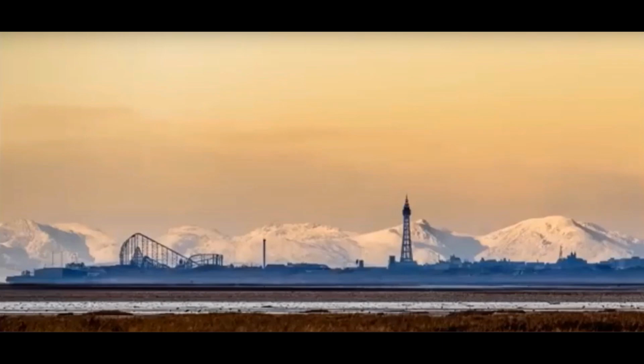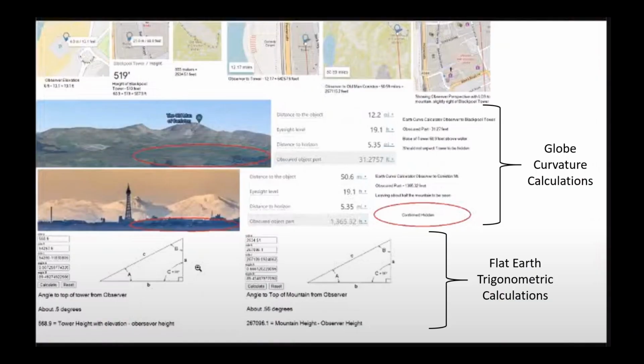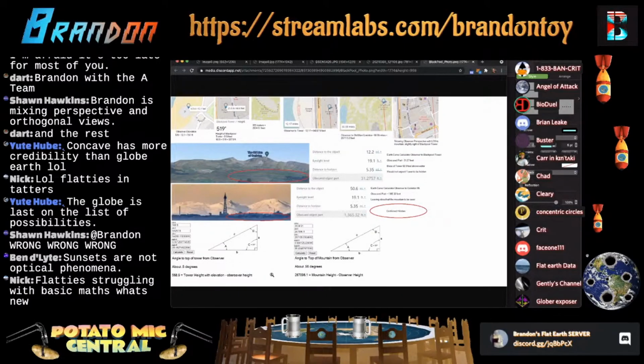Now the subject is going to move to this photograph, and I think everybody is familiar with this picture. Now, to be honest, I am really not certain who is representing the globe, but what he's going to do is analyze this picture using both globe curvature calculations and flat earth trigonometry calculations. And what you'll see is that with the earth curve calculator, the hidden part of the mountain should be about 1,365 feet, which is about half the mountain, which is circled as being hidden. Confirmed.